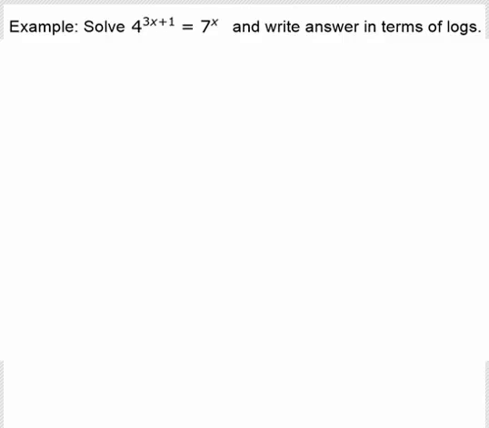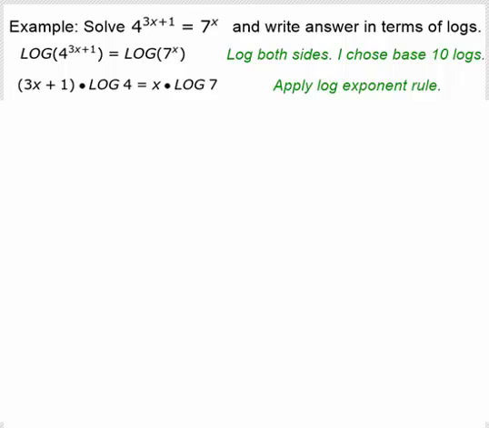I'm going to use base 10 logs here, although we could use base e as well. It doesn't matter. We don't have a common base on both sides, so use whatever base you want. But base e or base 10 will allow you to use your calculator to get a decimal answer. So I take base 10 logs of both sides, and that allows me to move those exponents out in front. So we get 3x plus 1 times log of 4 equals x times log of 7. Now we just need to solve this equation for x.